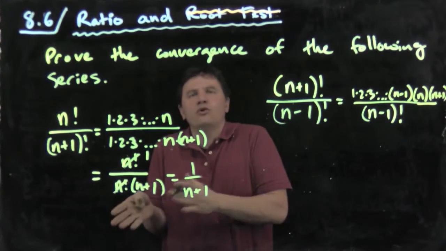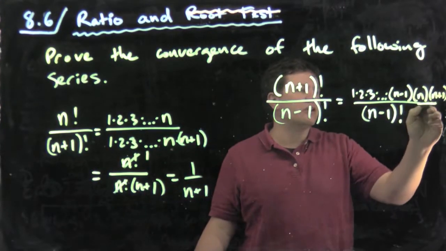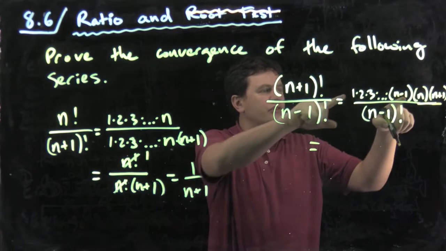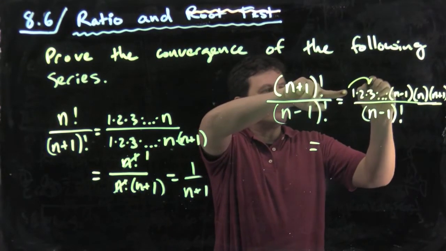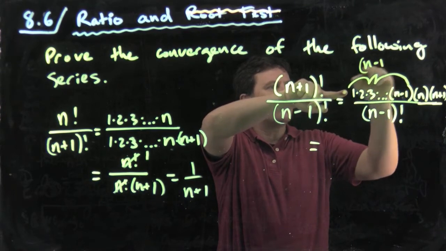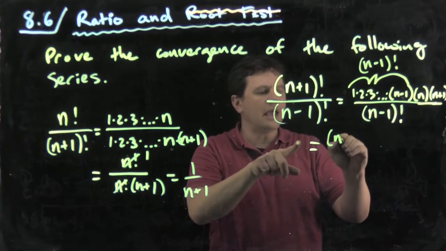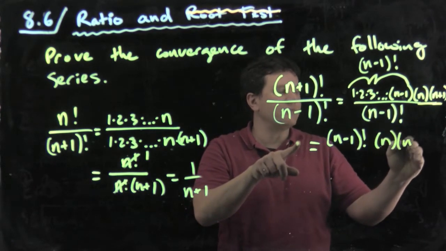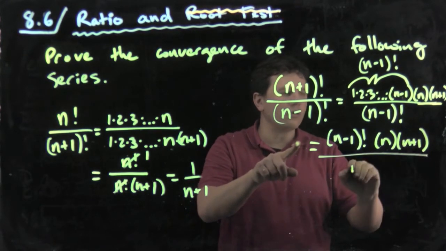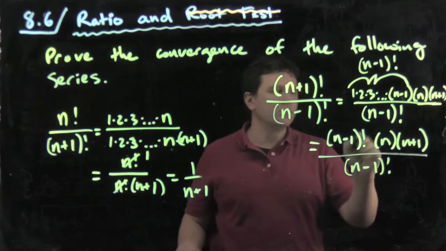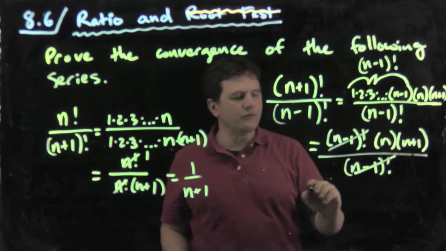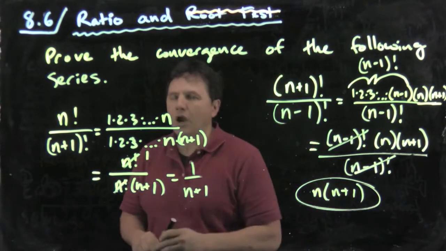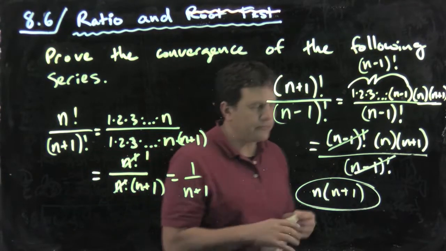So lesser factorials will always cancel with higher factorials, always. So essentially this is n minus 1 factorial times n plus 1 over n minus 1 factorial. So those cancel, so we're left with n times n plus 1, and that is that thing simplified. All right, so let's get into our examples here.